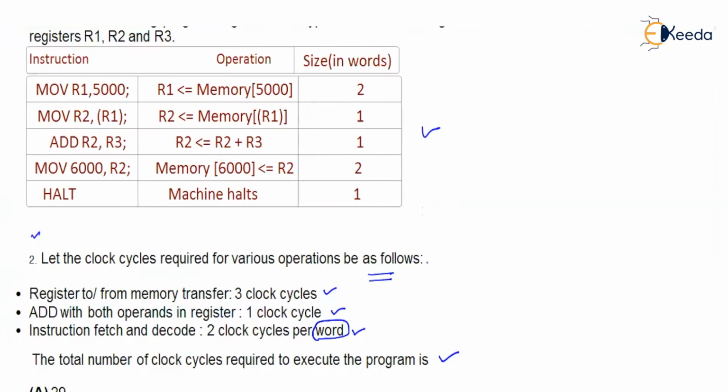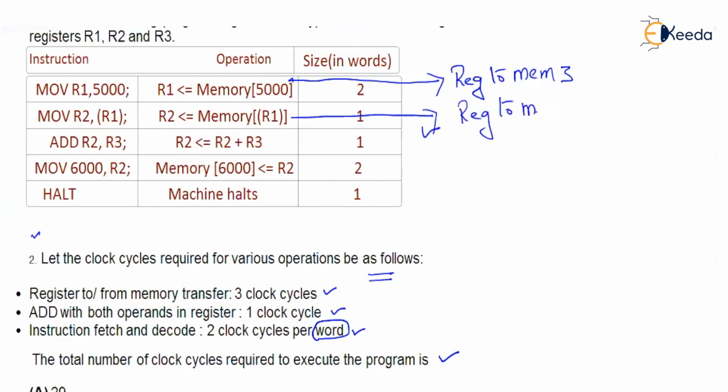What we'll do is just identify the type of each and every instruction. The first instruction is a register to memory transfer, right? A register to memory transfer, which takes how many clock cycles? 3 clock cycles. The second one is also a register to memory transfer, because the memory of R1 will get transferred to R2. This is also a register to memory transfer, which takes 3 more clock cycles.